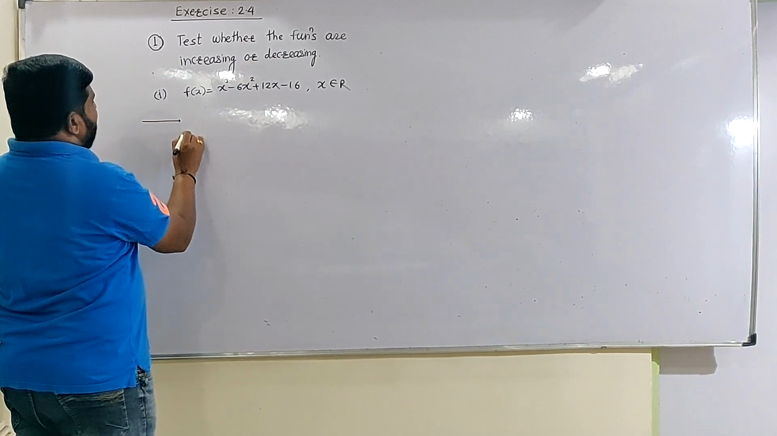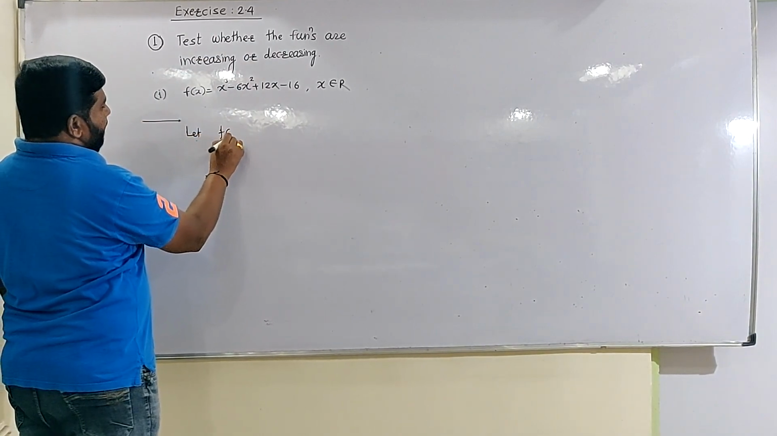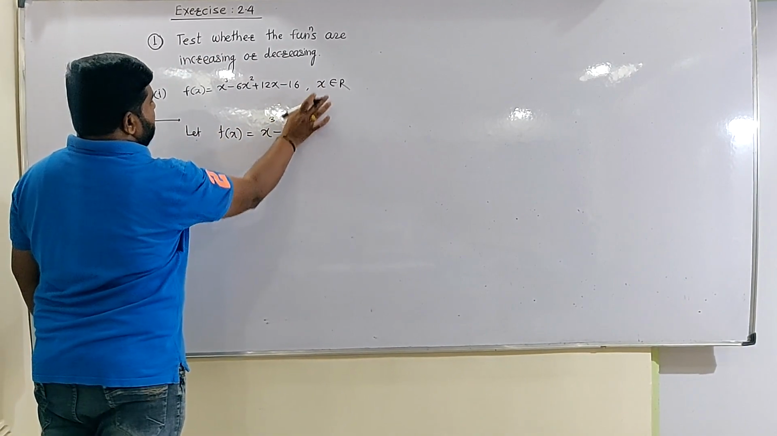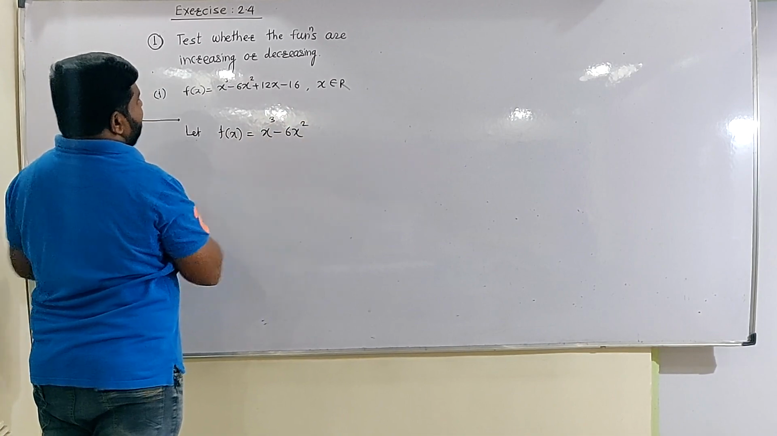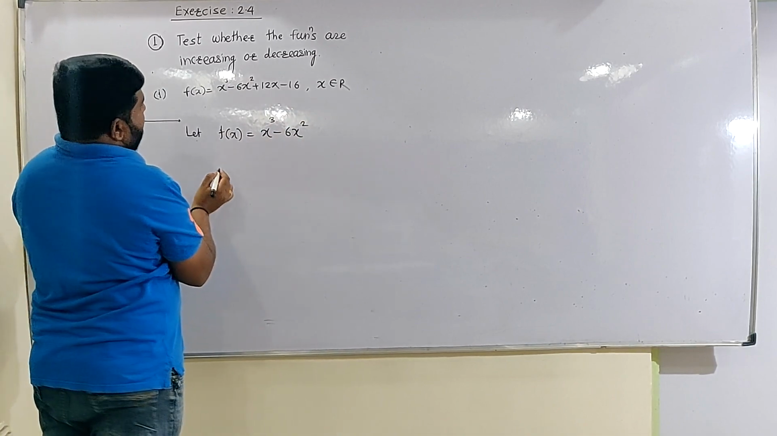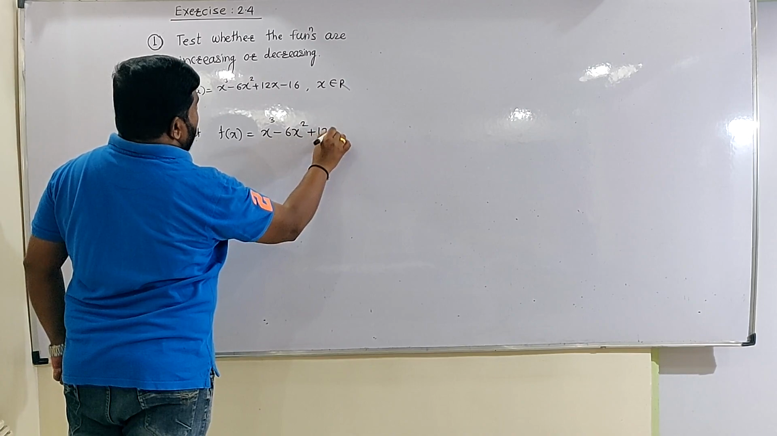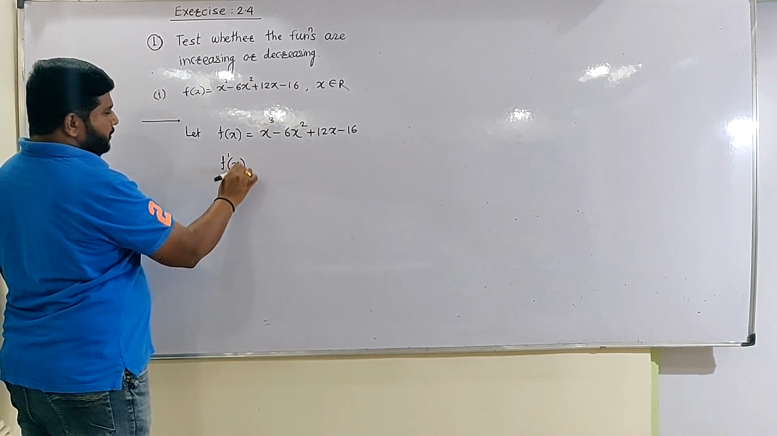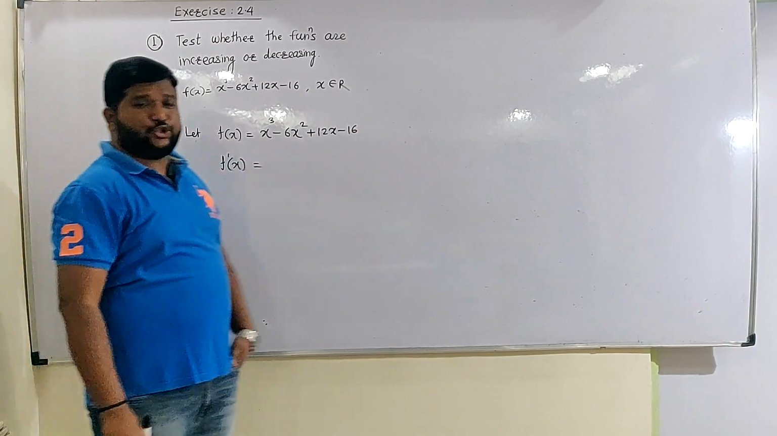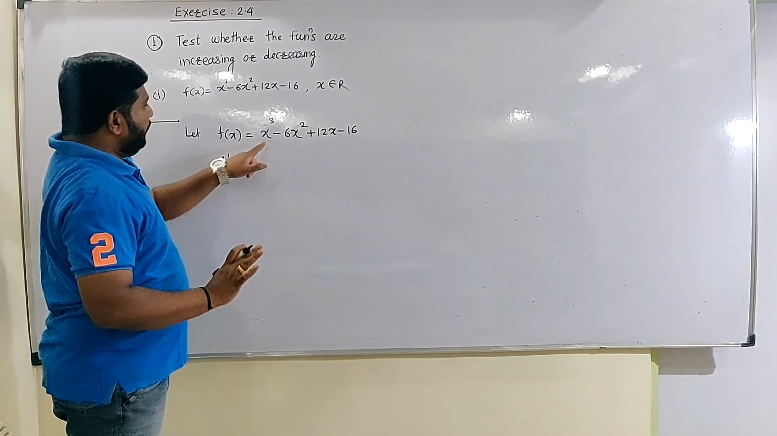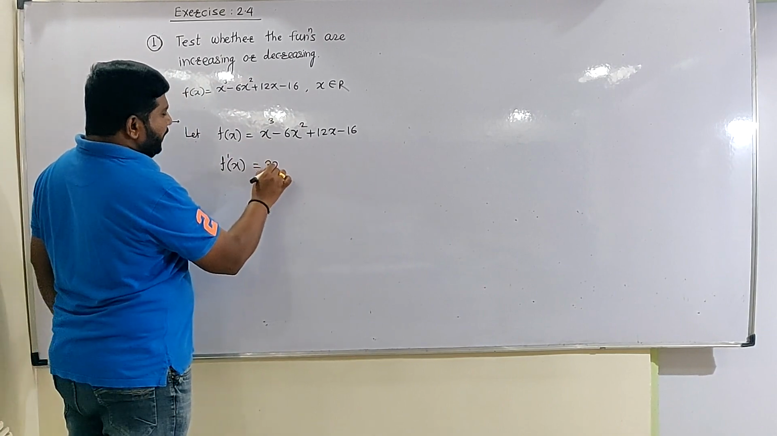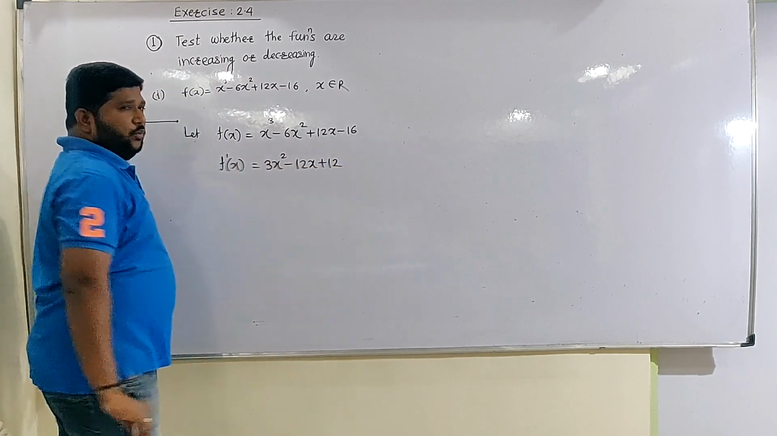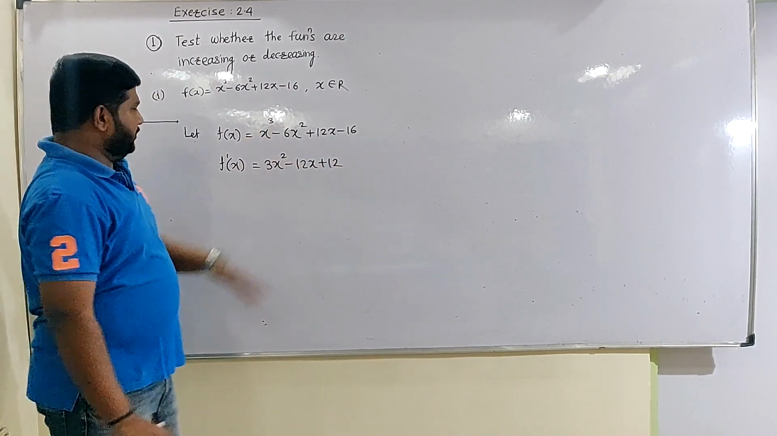So the solution is very simple. Let us write the function. Let f of x is equal to x cube minus 6x square plus 12x minus 16. Immediately what we have to find? F dash of x, the derivative of this function. What is the derivative of x cube? 3x square, minus 12x plus 12. Only we have to find the first derivative of this function.